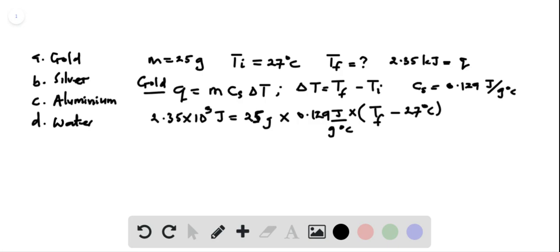So T final then will be equal to 2.35 times 10 to the power 3 divided by 25 divided by 0.129. So this will be 728.68 plus 27, all in degrees Celsius. And this will give us 755.68 degrees Celsius.